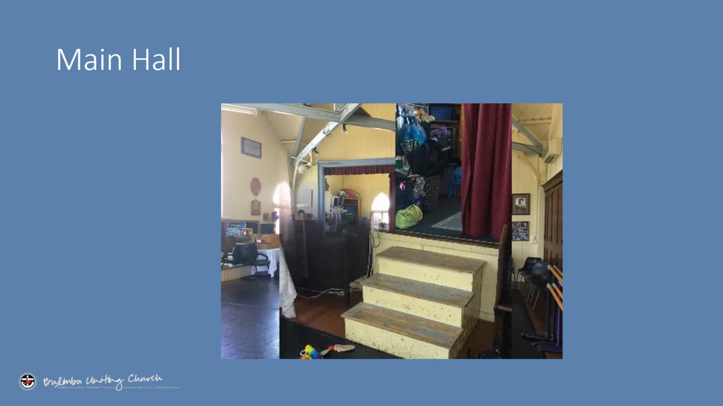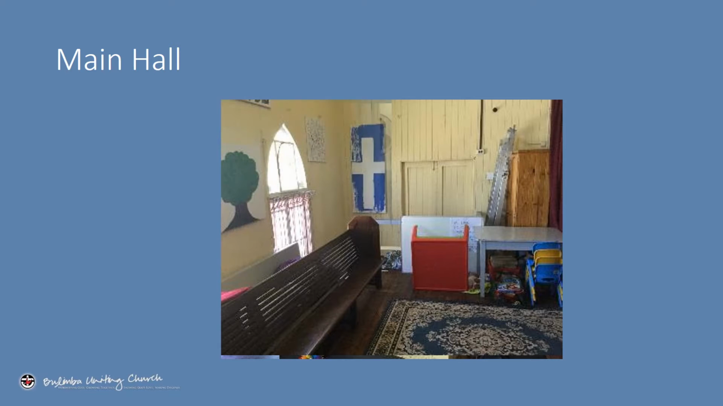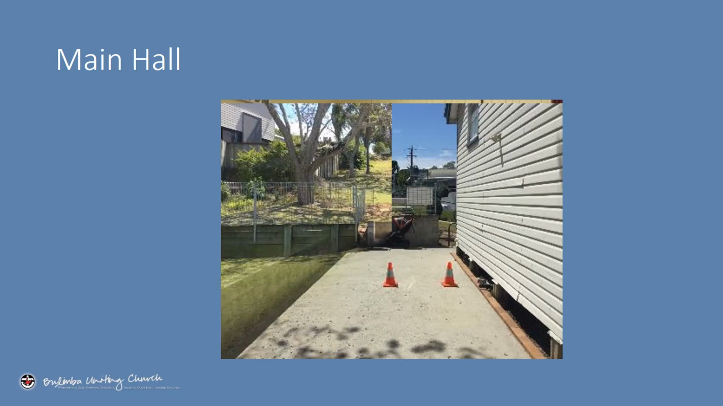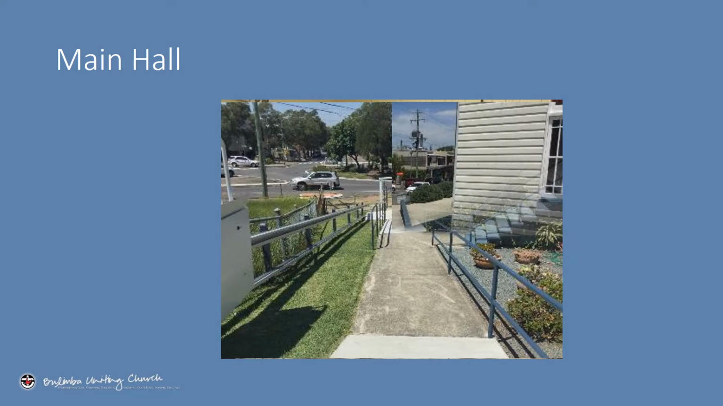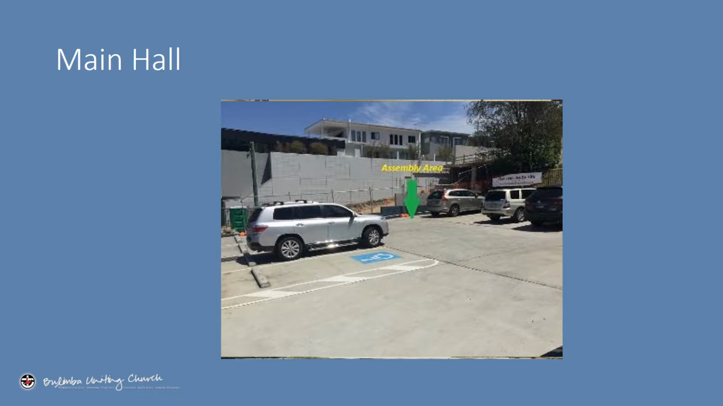Occupants should proceed up the stairs onto the stage. Walk across the stage to the exit door. Proceed down the stairs, out the door and onto the path. Follow the path right around the building to the car park, which serves as the assembly point.